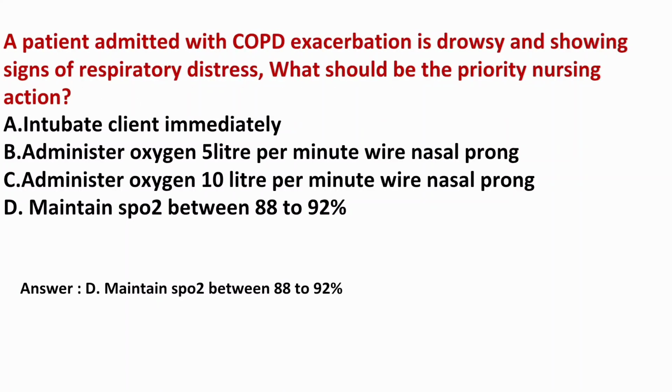A patient admitted with COPD exacerbation is drowsy and showing signs of respiratory distress. What should be the priority nursing action? A. Intubate client immediately. B. Administer oxygen 5 liters per minute via nasal prongs. C. Administer oxygen 10 liters per minute via nasal prongs. D. Maintain SpO2 between 88 to 92%. Answer: D. Maintain SpO2 between 88 to 92%.